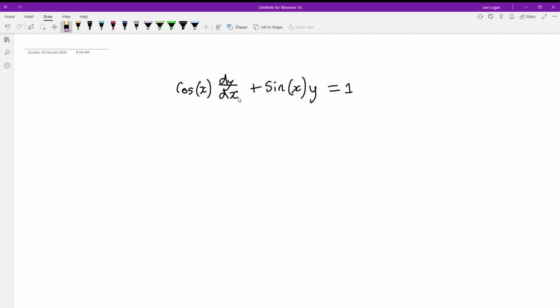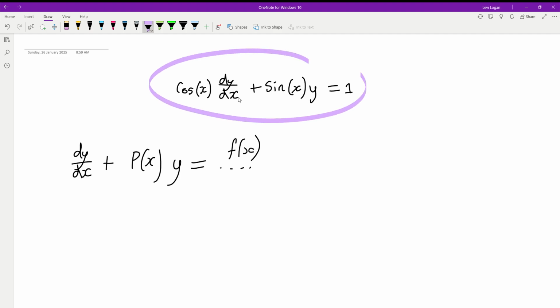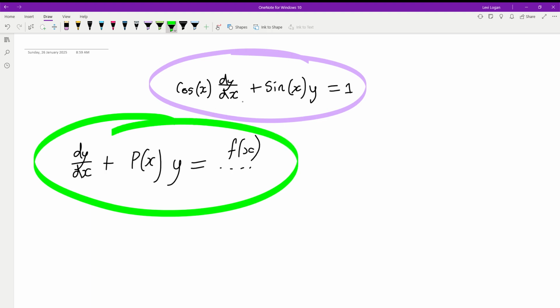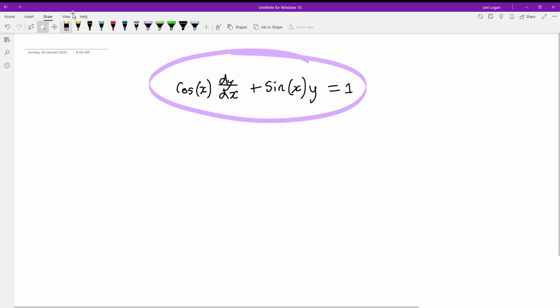Okay, so before we even solve this, we want to try and get into a form like this. We want the first derivative to have a coefficient of 1. We want a function of x times y, and we want it equal to whatever's on this side, predominantly a function of x still. Because there's no other y's in here, we can have that. To get this differential equation into a form like this in the green, all we have to do is divide by the cos x in front of that dy/dx.